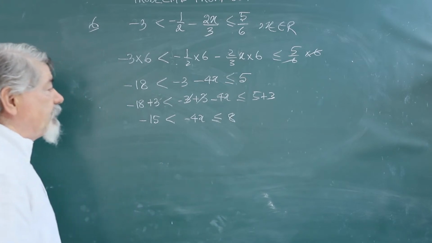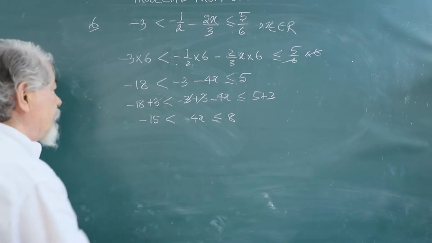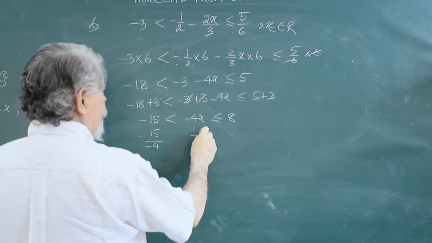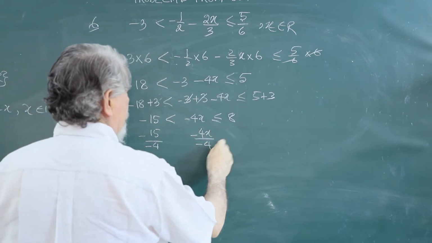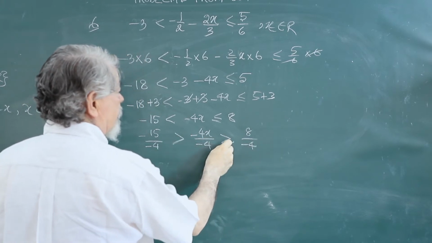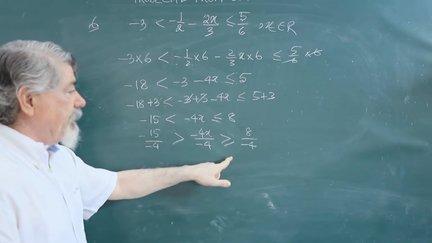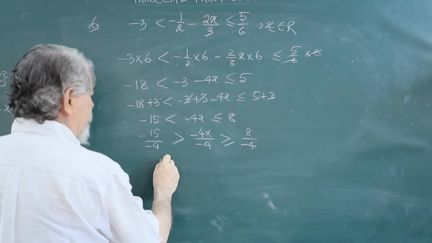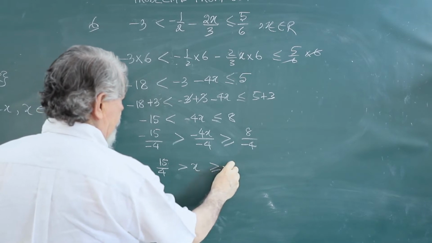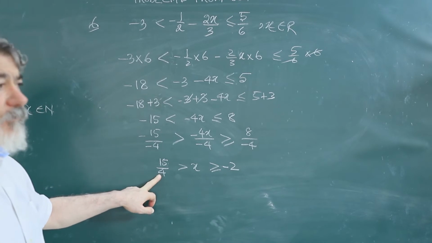Now I am going to divide by negative 4. When we divide by negative 4, the sign of inequality will reverse. Minus 15 upon minus 4, minus 4x upon minus 4, and 8 upon minus 4. The sign of inequality will reverse itself. It was less than, it became greater than; it was less than or equal to, it became greater than or equal to. So 15 upon 4, it is x, and it is minus 2. So x is greater than or equal to minus 2 but less than 15 upon 4.